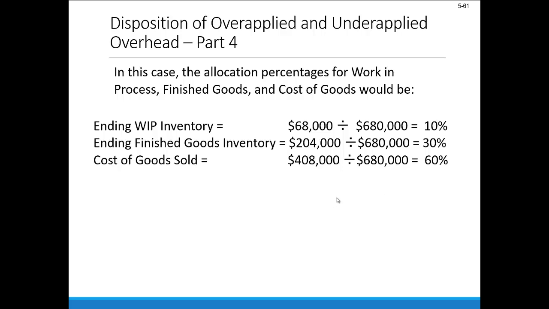Now what I want to do, if I'm disposing of this overapplied or underapplied overhead proportionally to those accounts, is figure out what percentage of the total cost each account represents. Ending work in process in this case was $68,000, out of the $680,000 in total cost, or 10%. The finished goods had $204,000 in overhead cost, divided by the $680,000 total, or 30%. And then cost of goods sold had $408,000 in overhead cost flowing to it this period, divided by the $680,000 in total, or 60%. These are the proportions I'm going to use to divvy up that over-applied overhead in the case of Perco.